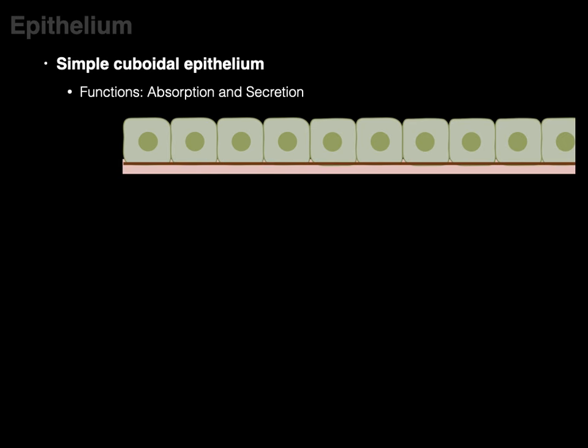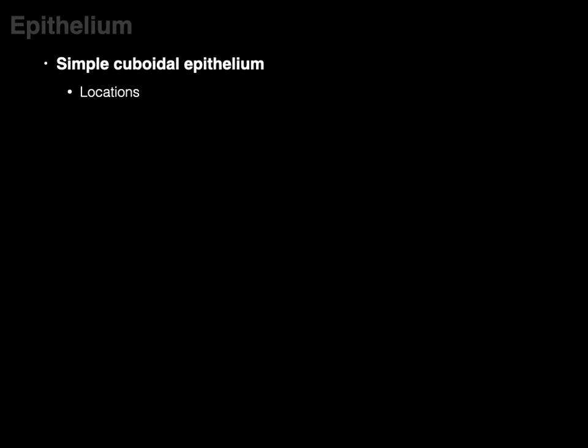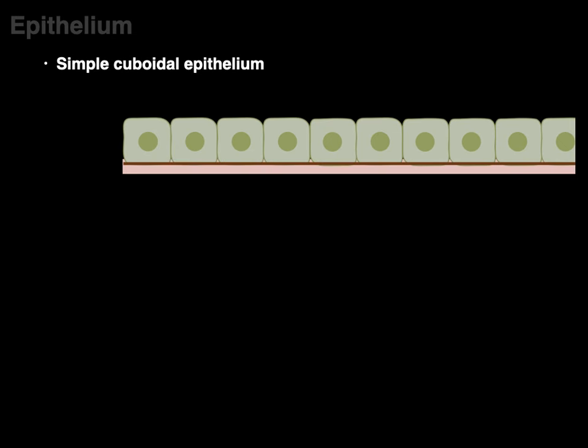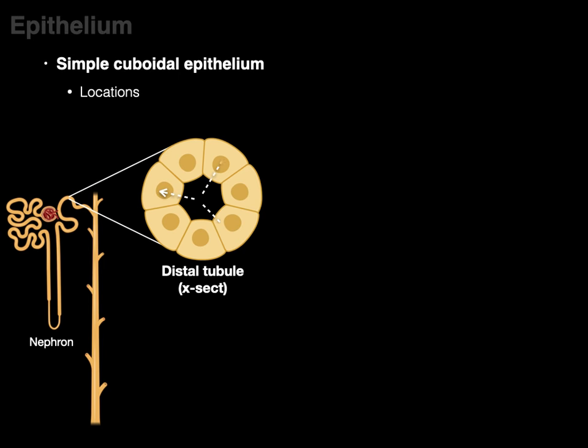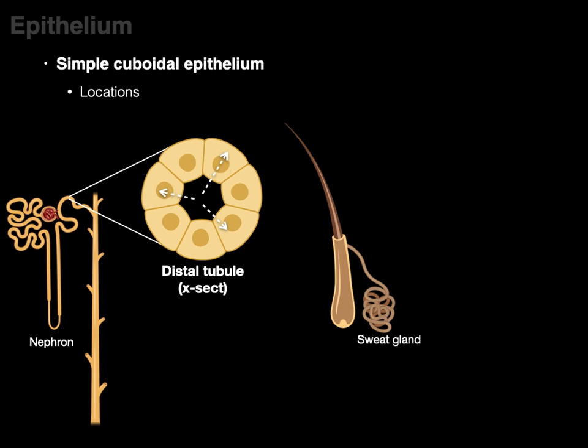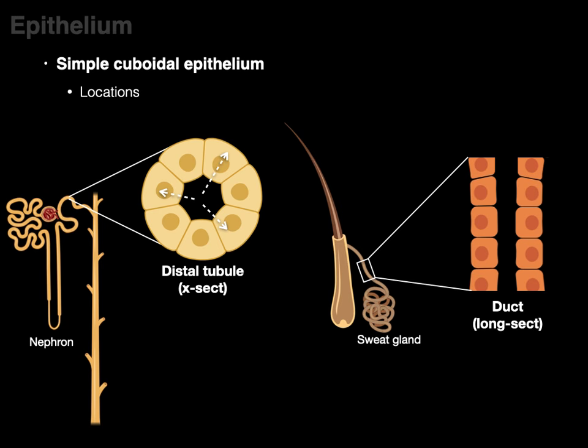Its functions are absorption, which means something the cell is absorbing into it, and secretion, which is something the cell is secreting out. And the locations of simple cuboidal epithelium are as follows. The nephron is one of them, where you have these tubules with a lot of absorption of the filtrate. That's one big location. Another one is glands, like the sweat gland. There you have a long duct, with cells secreting things into the duct. So in a lot of glandular tissue, like sweat glands, liver, and pancreas, you'll find cuboidal epithelium.